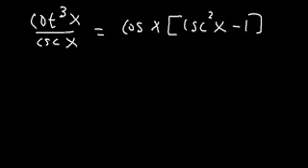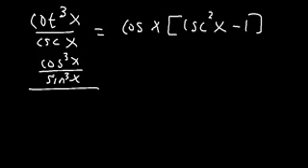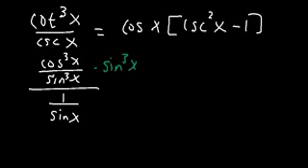So let's convert everything into sine and cosine. Cotangent is cosine over sine. But because it's cubed, it's going to be cosine cubed divided by sine cubed. Cosecant is 1 over sine. So now what we're going to do is multiply top and bottom by sine cubed, just to simplify the expression.